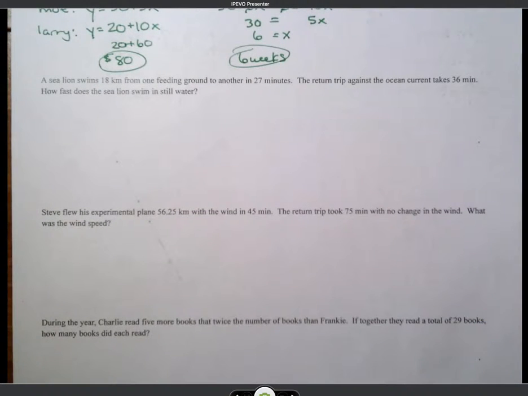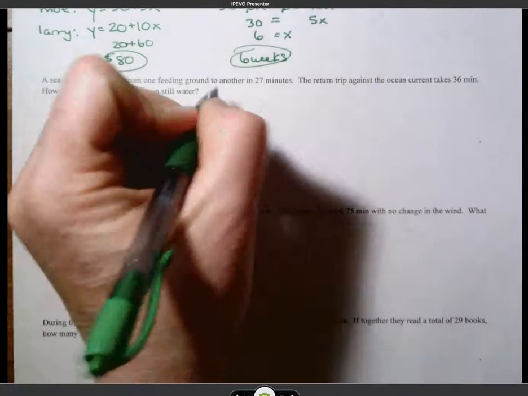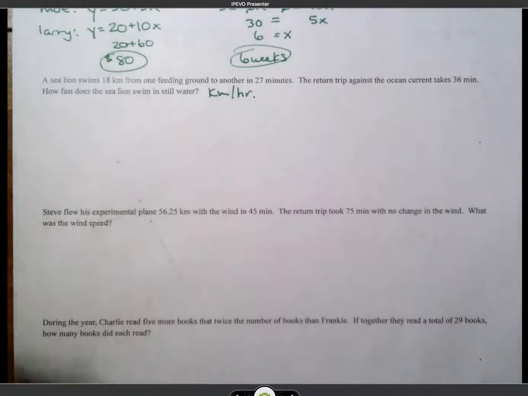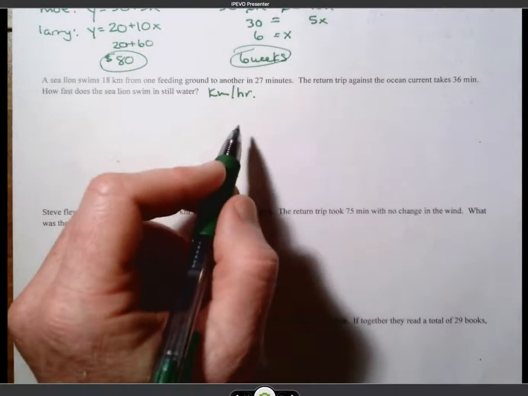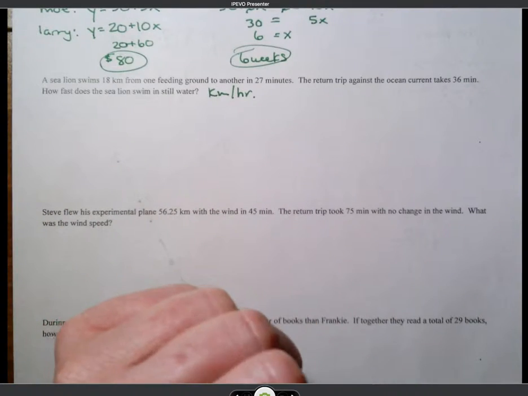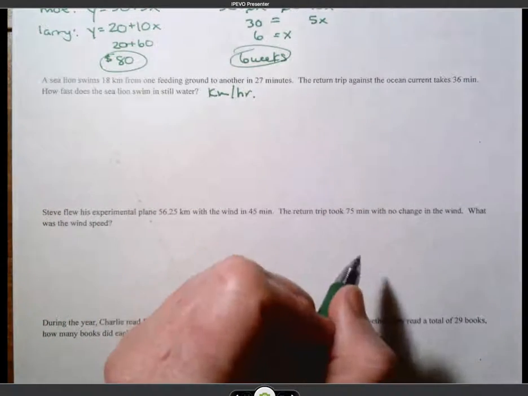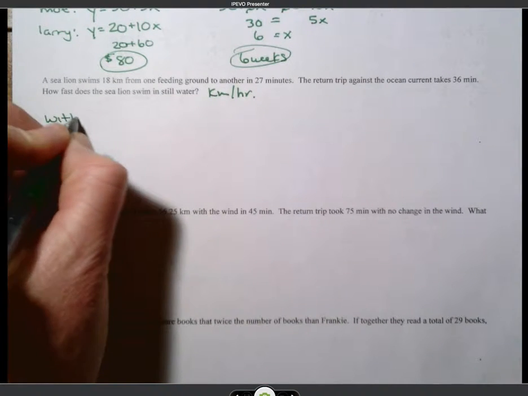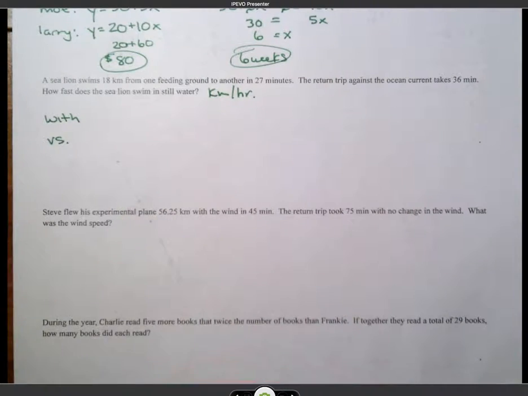A sea lion swims 8 kilometers from one feeding ground to another in 27 minutes. The return trip against the ocean current takes 36 minutes. How fast does a sea lion swim in still water? So these are in minutes, and we want our answer typically in kilometers per hour. So let's see, when we set up our table for distance, rate, and time, we need to convert these minutes into a fraction of an hour. So we have with the current and against.